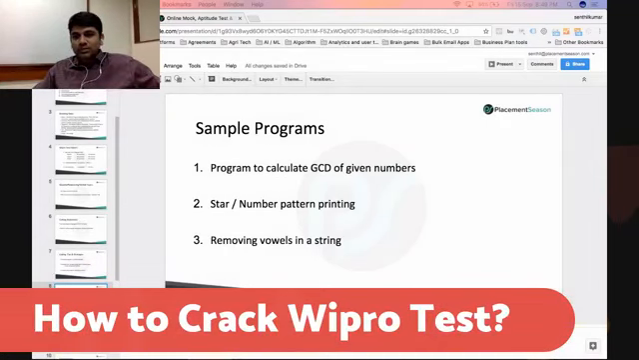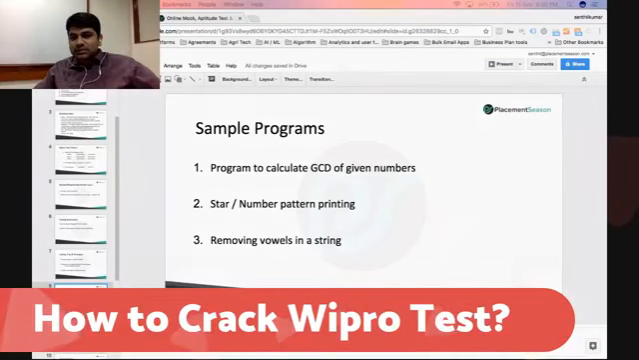How many rounds are there in Wipro? The test consists of aptitude, coding, essay, then you have the technical interview, then the personal interview. Is there a sectional cutoff or overall cutoff for the first round? There is a sectional cutoff. The aptitude test consists of 3 sections, with a sectional cutoff for each: quant, verbal, reasoning. Then you will have to clear the coding round, and then clear the essay writing.